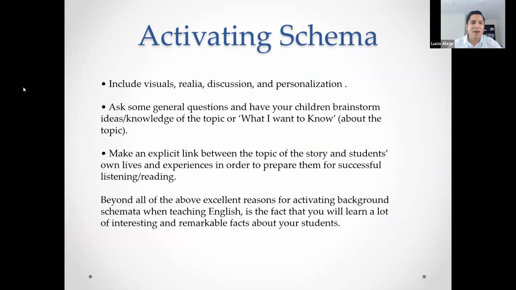Now, here we have some ideas to activate schemata. Number 1, include visuals, realia, discussion, and personalization. Visuals like this, flashcards. You can use flashcards in your classes. You need to use flashcards, guys, especially if you know the students will have problems with a particular part of the class, right? So you can use these flashcards.